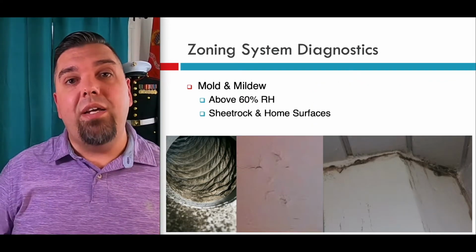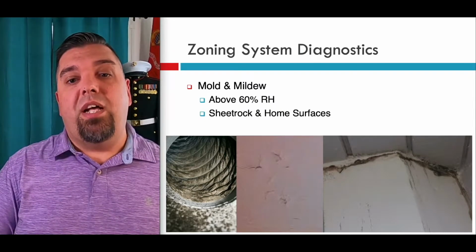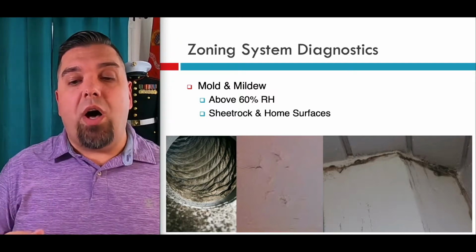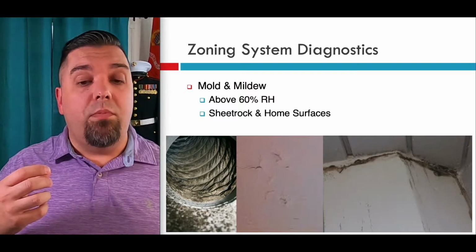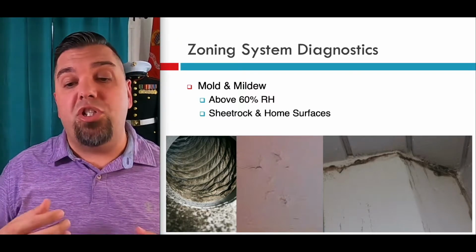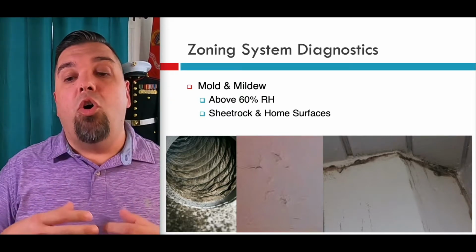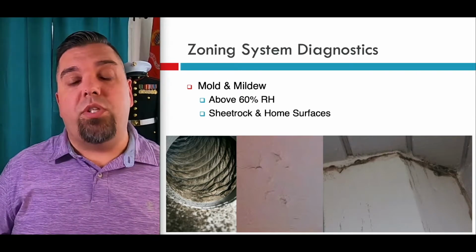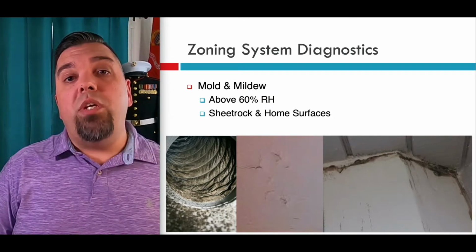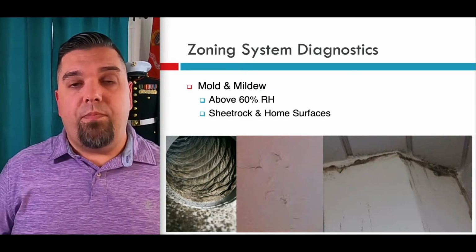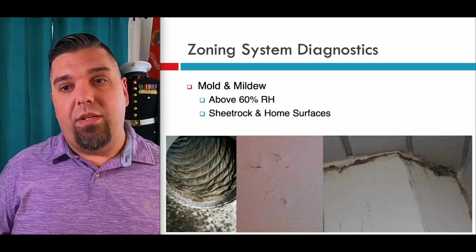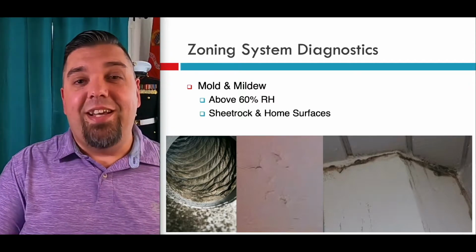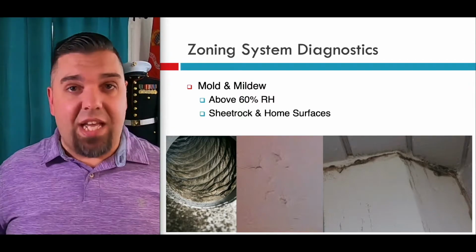Now, why up to 60%? That's because once we get above 60%, it makes a great spot for moisture to actually settle on sheetrock and other home surfaces inside ductwork, and that's when mold and mildew starts to grow. So that's why we want to keep it below 60%. Now 60% might be comfortable if it's 68 or 70 degrees in the house. It's not going to be comfortable if it's 78 in the house, right?